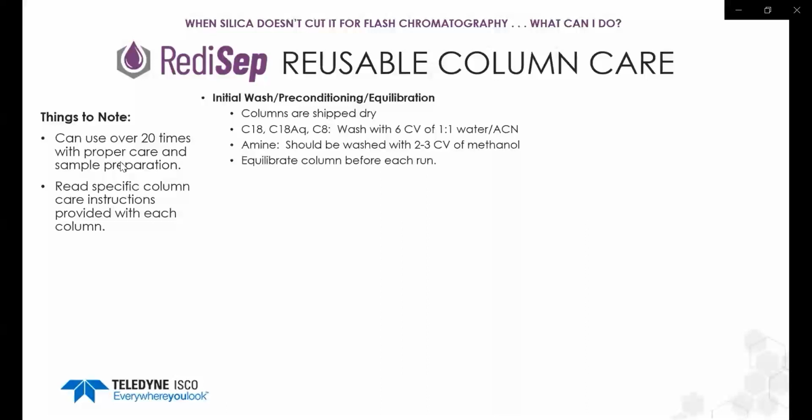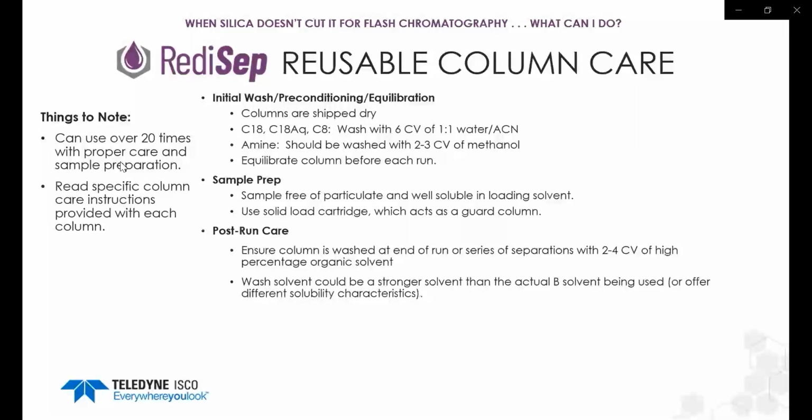For the amine column, you'd wash that with 2 to 3 CVs of methanol. And then you would want to equilibrate either of those columns before each run with your starting initial conditions. The next thing that's really important is sample preparation. We want to ensure that our sample is free of particulate and well soluble in the loading solvent. We don't want any sample or particulates to accumulate at the front of the column. This will damage the column and limit the lifetime. Additionally, you may want to use a solid load cartridge, and this can act as a guard column essentially.